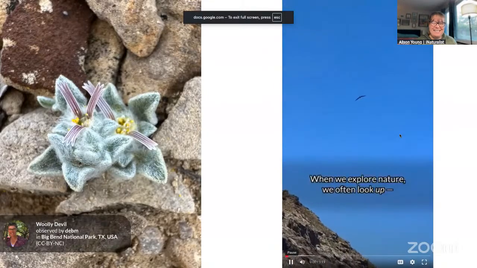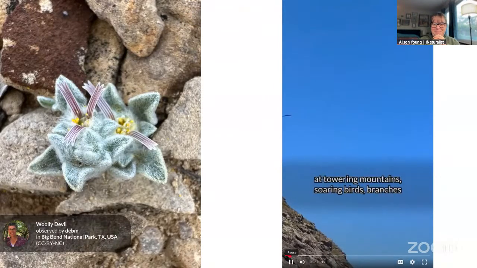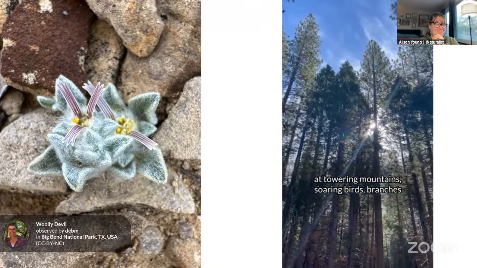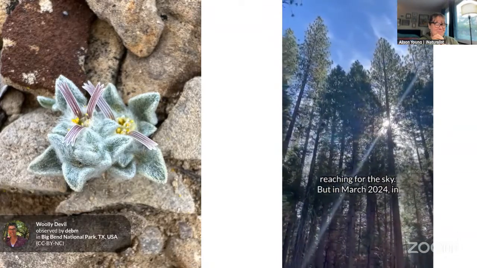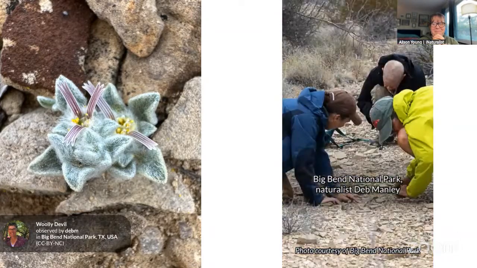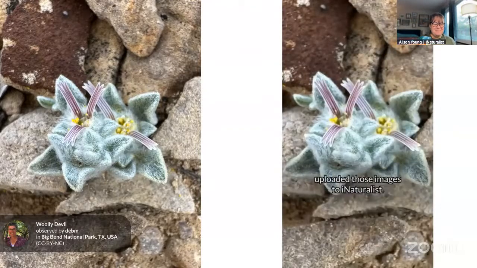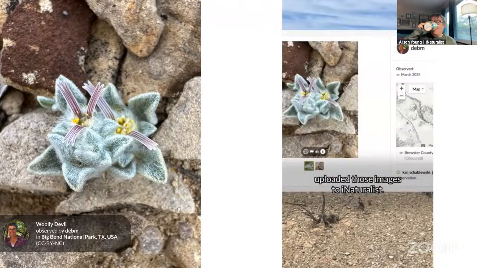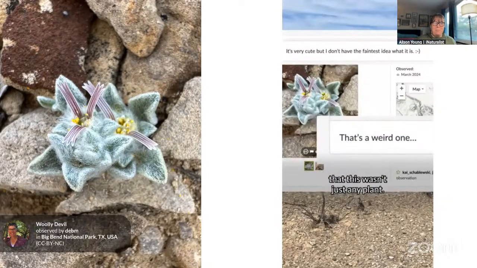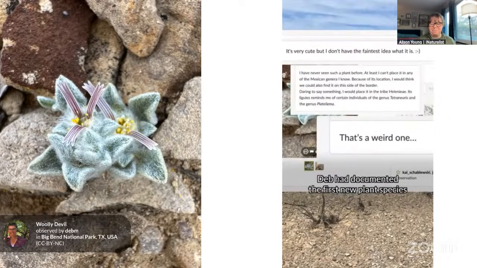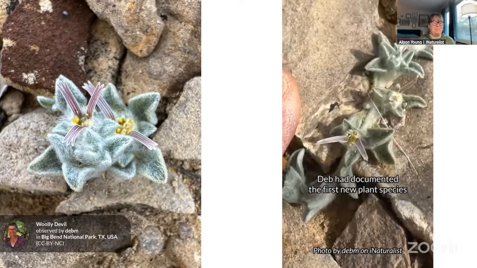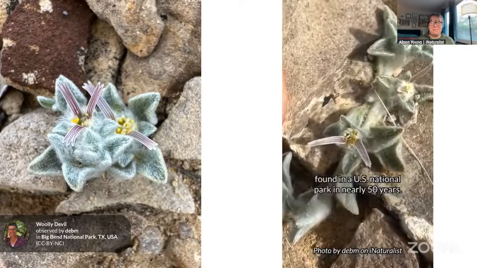When we explore nature, we often look up at towering mountains, soaring birds, branches reaching for the sky. But in March 2024 in Big Bend National Park, Deb Manley chose to look down instead. She spotted a fuzzy little plant, photographed it, and uploaded those images to iNaturalist. There, the online community of naturalists quickly realized that this was not just any plant. Deb had documented the first new plant species found in a US national park in nearly 50 years.